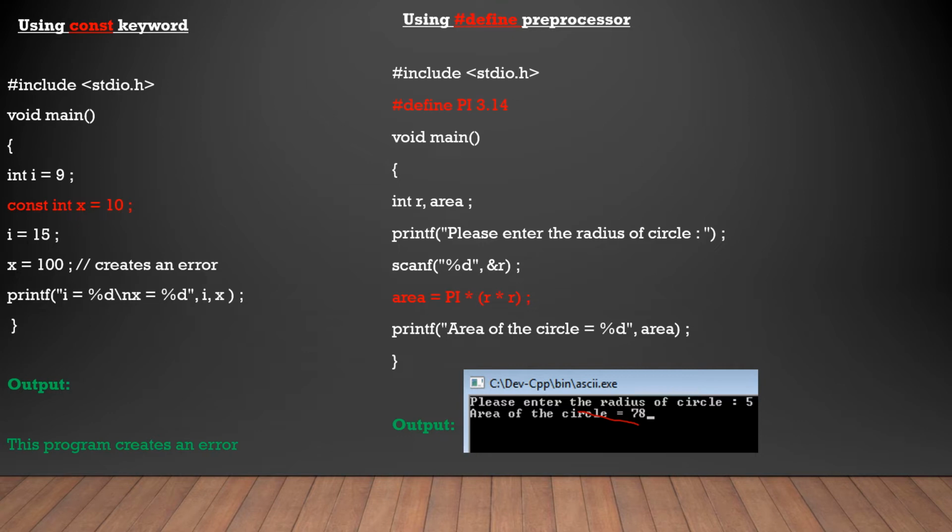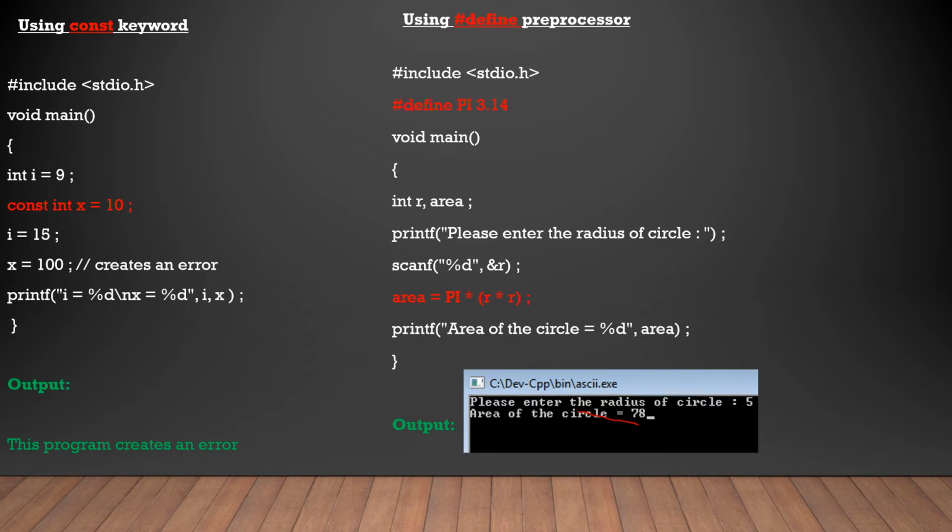So what is the area of the circle now? %d, area. You're asking to print the value. So lastly, finally, we are printing the result: area of the circle is equal to percentage d, and it is of integer data type, right? Return the value of area and close the main function. So this is what we have written here, guys.